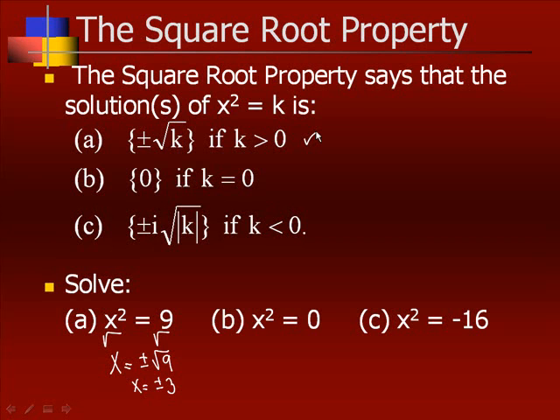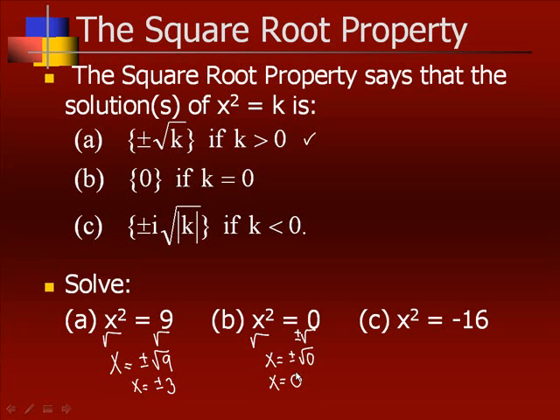The second case, x squared equals 0, same thing. Square root, we have to consider the positive and negative. So we get x equals plus or minus the square root of 0. Well, square root of 0 is just 0. Positive 0 is the same as negative 0, so we would just have 0.